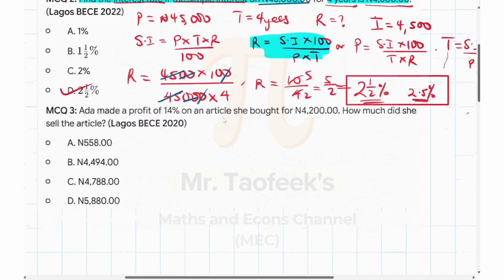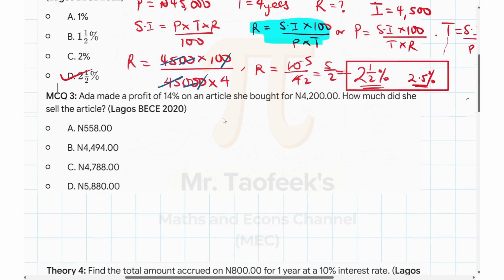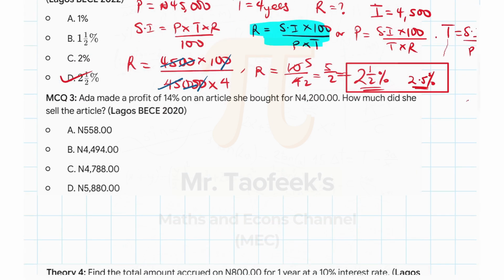Okay, so finally, the last question on the multiple choice. The question says that Ada made a profit of 14% on an article she bought for 4,200. How much did she sell the article? So this is a percentage increase question in disguise. We have the cost price, which is 4,200, and we have the percentage profit, which is basically 14%.